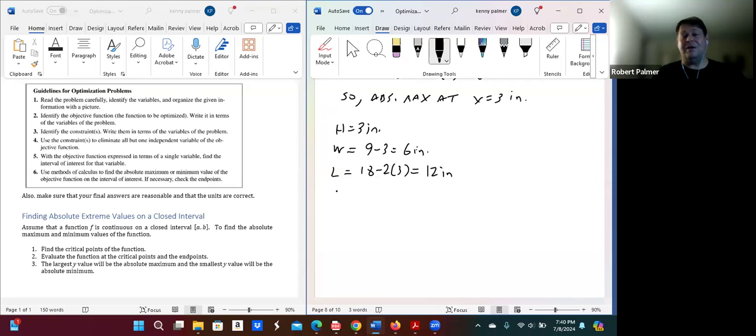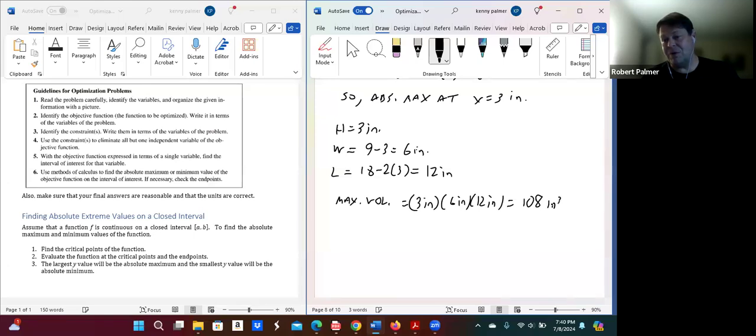And then finally, the maximum volume for the box made like that is going to be equal to 3 inches times 6 inches times 12 inches. 3 times 6 is 9, times 12 is 108. And once again, this is also inches cubed. So we have inches times inches times inches, that's inches cubed, and volume is always in units of length cubed.